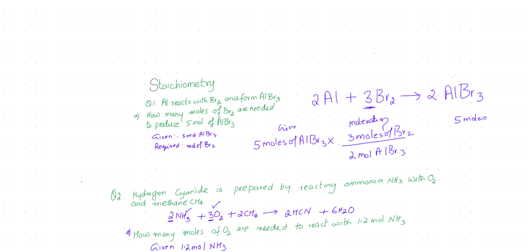So now calculations: moles of aluminum bromide cancels. So 3 times 5 is 15 over 2 moles of bromine. So the answer is moles of bromine, that is 15 over 2, which is 7.5 moles of bromine. So given amount times mole ratio. Whatever we have to find, we write at the top. For example, next question.